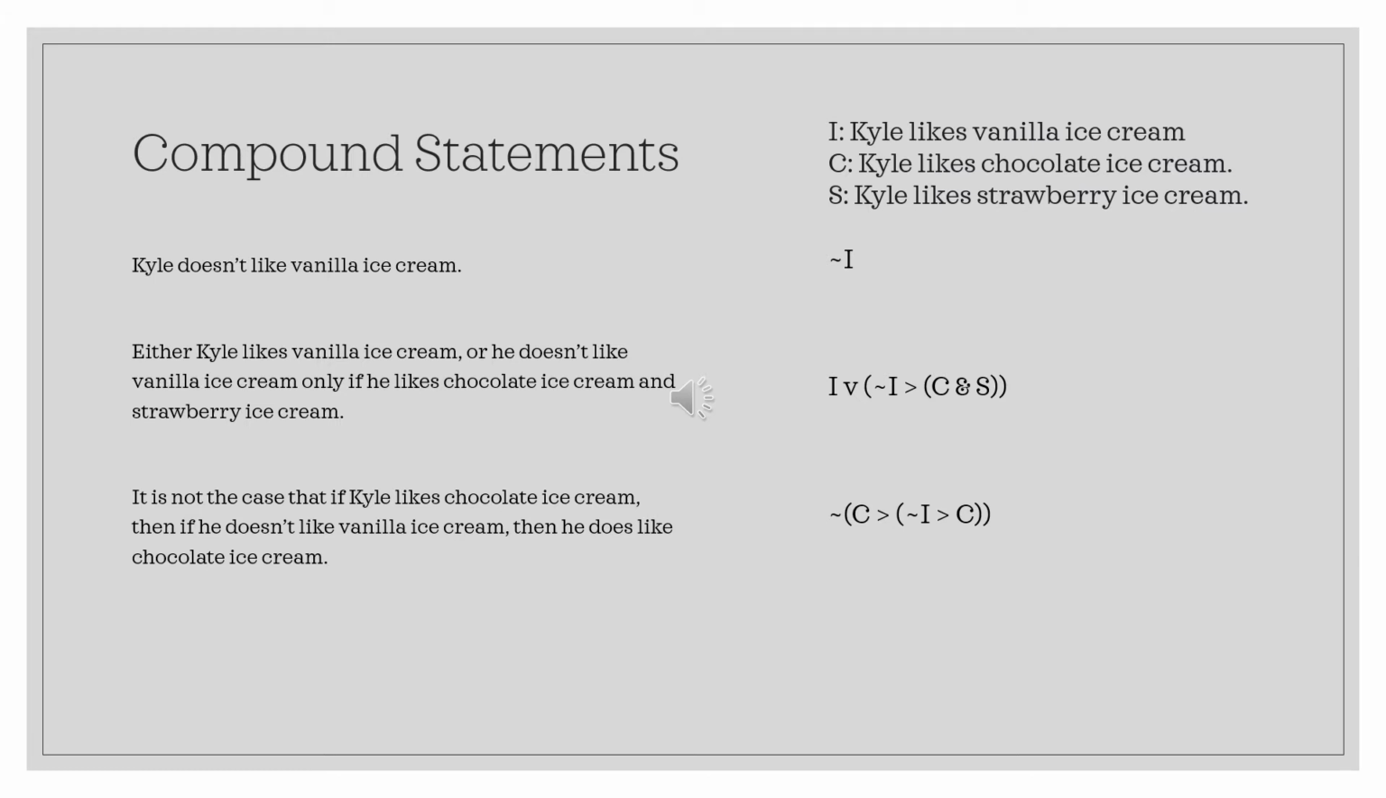All right, and then finally the third statement here. It's not the case that if Kyle likes chocolate ice cream, then if he doesn't like vanilla ice cream, then he does like chocolate ice cream. Now this is just a big messy sentence, but it's to help you see how best to symbolize these things. So here again, we've got the scheme of abbreviation. Here we're just using the letter C and the letter I.